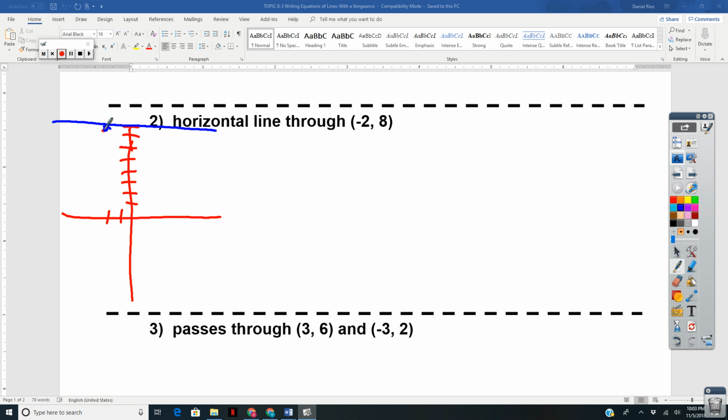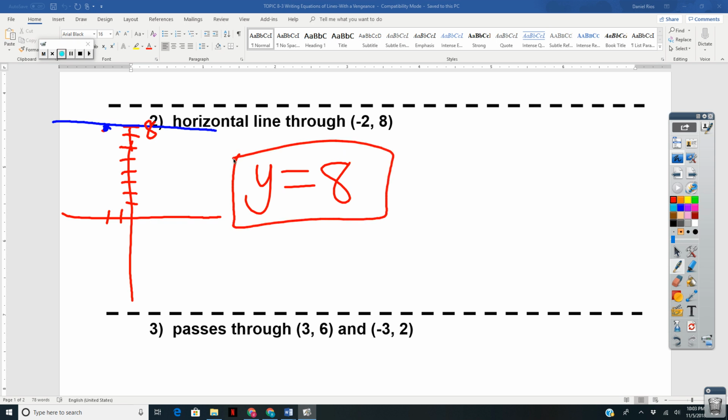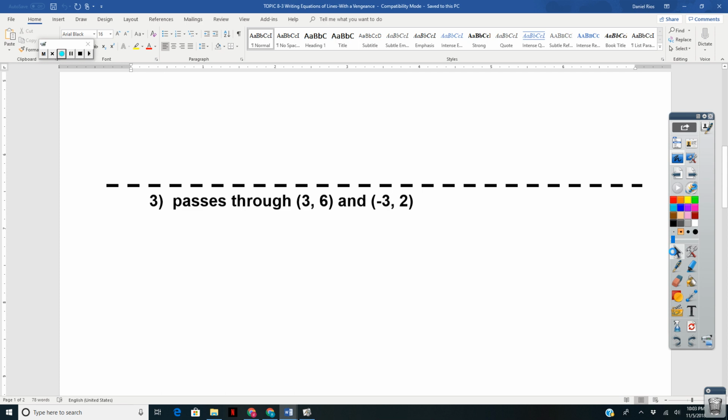And therefore it's touching the y-axis right at the 8, right? So my answer to this is y equals 8. That's it. That's all you have to do. Okay, it's horizontal, and remember it's only touching the y-axis, not touching the x at all. Alright, let's go on to the next one.